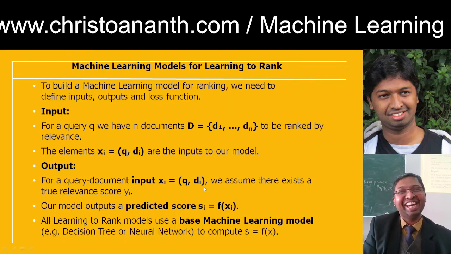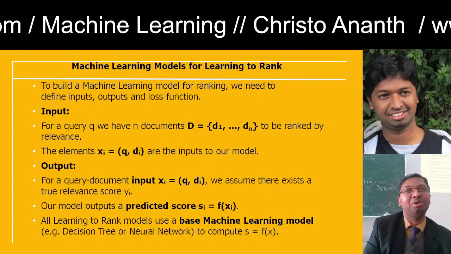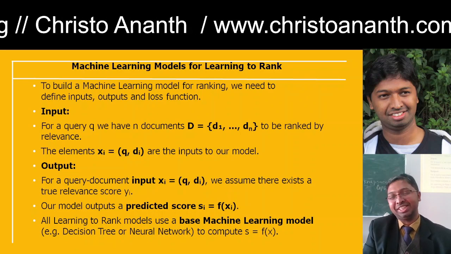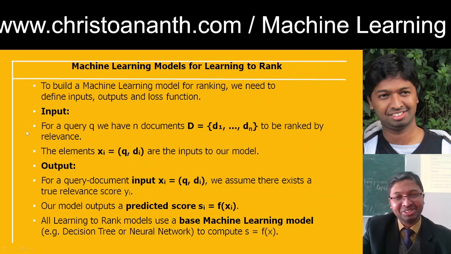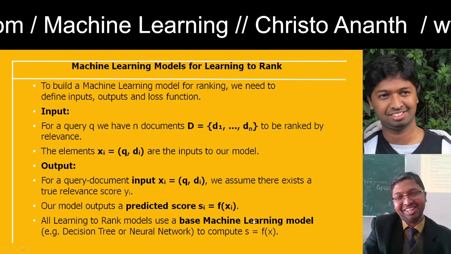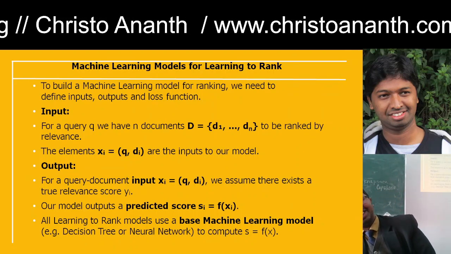We will have a true relevance score yi, so you will be calculating the output yi. Our model will be outputting the predicted score, so si is equal to function of xi. Here you will be using the base machine learning model, a decision tree or maybe a neural network, to compute s is equal to f(x).